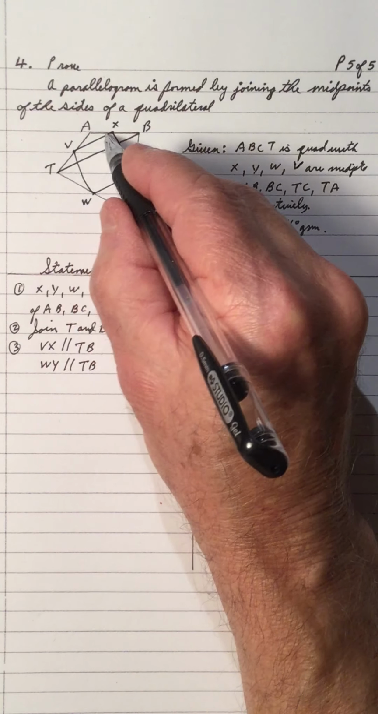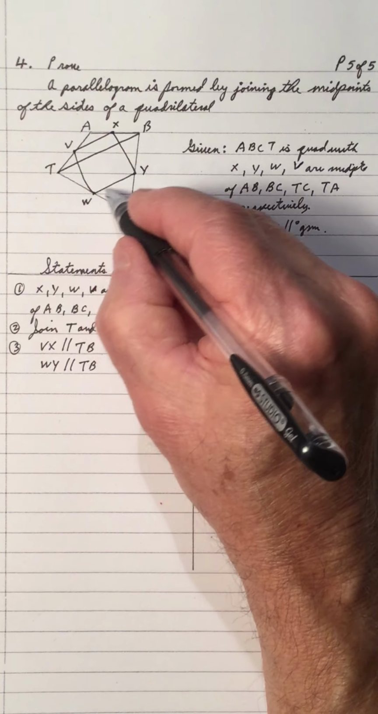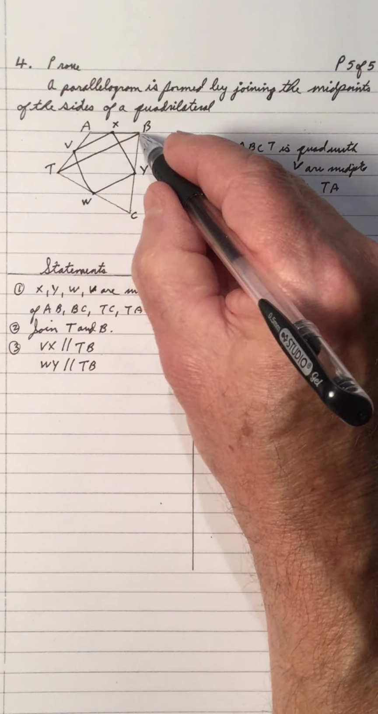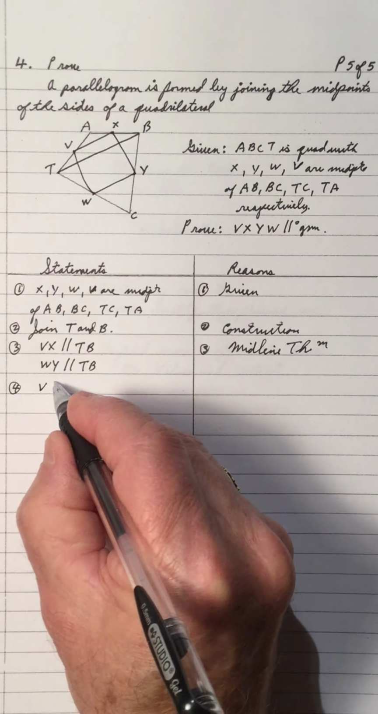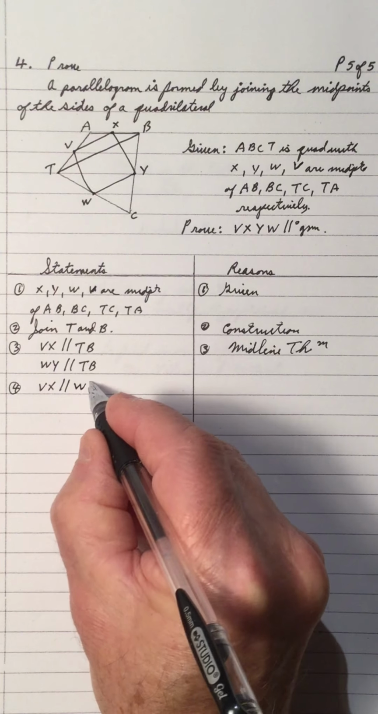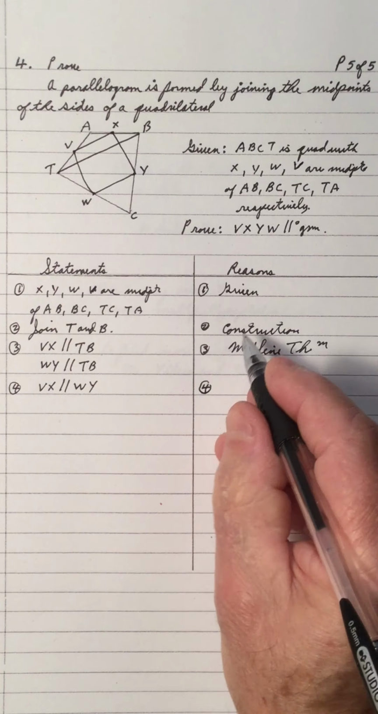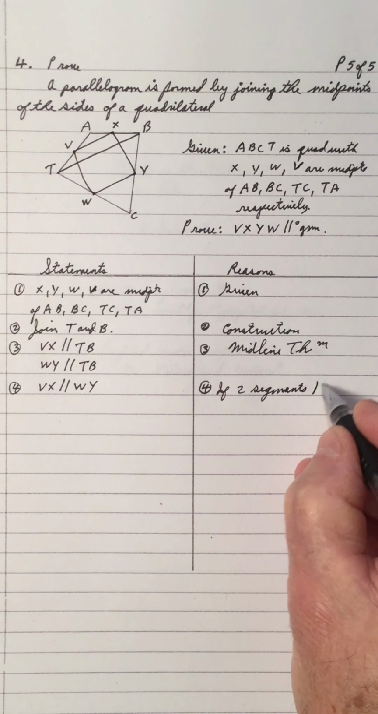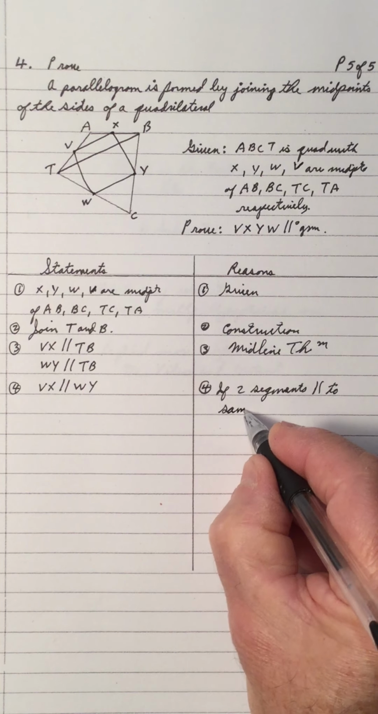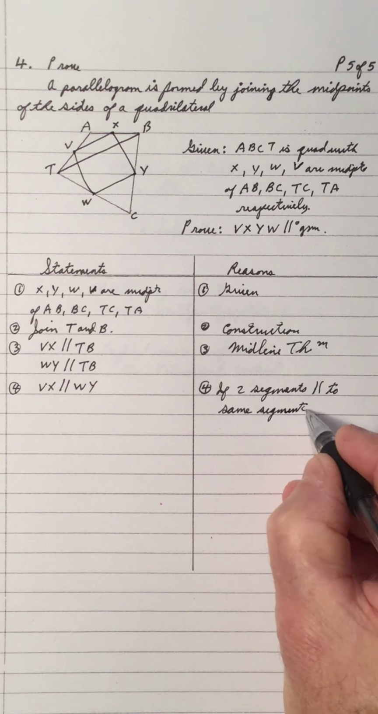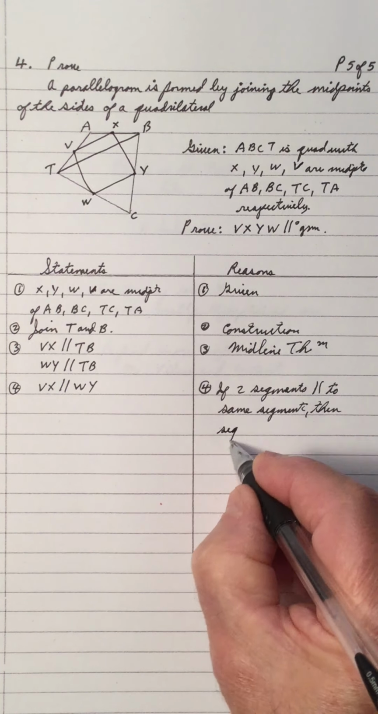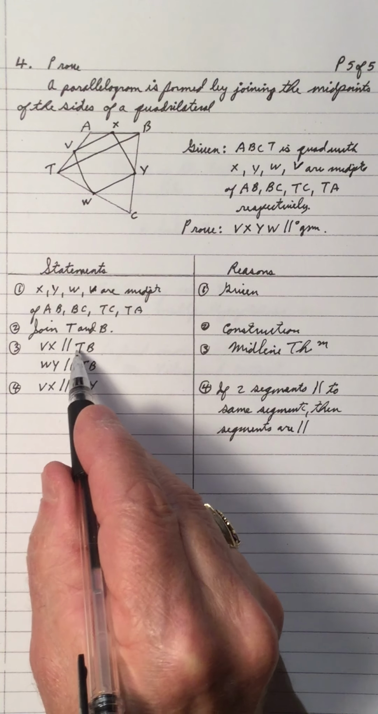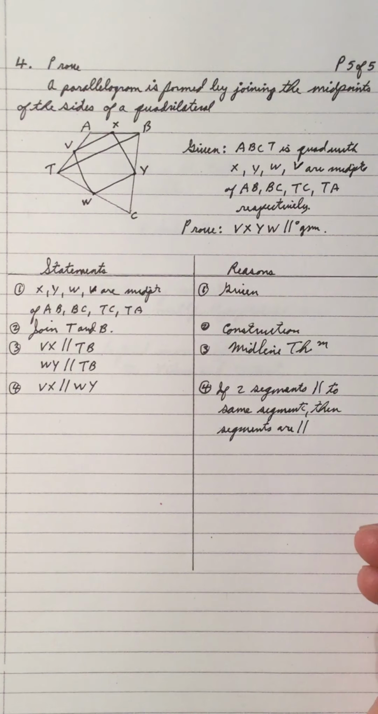Because these are the 2 midpoints, this segment is parallel to this one in this triangle, ATB. And the same here. This segment WY is parallel to TB because it's in the triangle CBT. And that means that VX is parallel to WY. We can say the transitive property or substitution: if two segments are parallel to the same segment, then the segments are parallel. So notice VX and WY are both parallel to TB, so that means they're parallel to each other, and that proof was done on incongruent triangles.